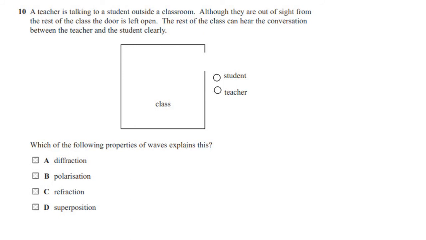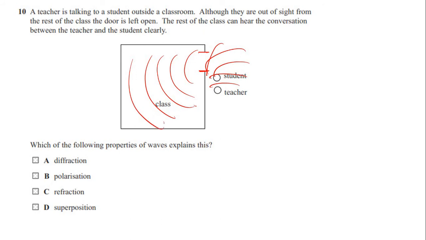This is a typical example of diffraction, in fact, because a teacher or a student is talking behind the door. This door behaves as a slit or a gap, and sound waves are produced and then diffract, and that's how the students inside the class can hear the voice or sound. So it's all about diffraction, not refraction, not even superposition. Option is A.